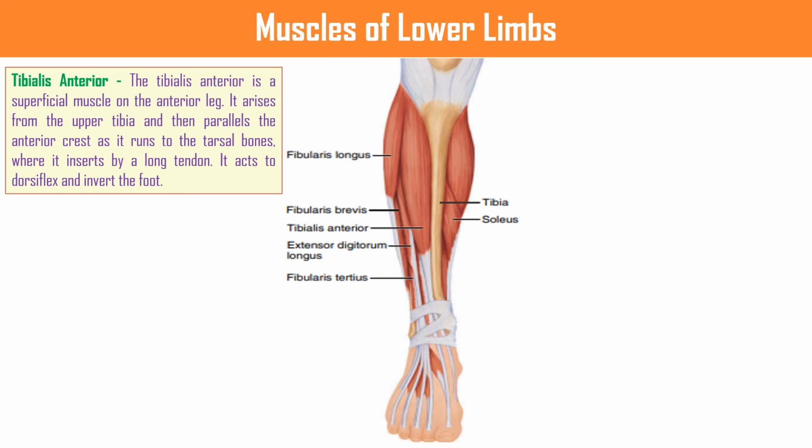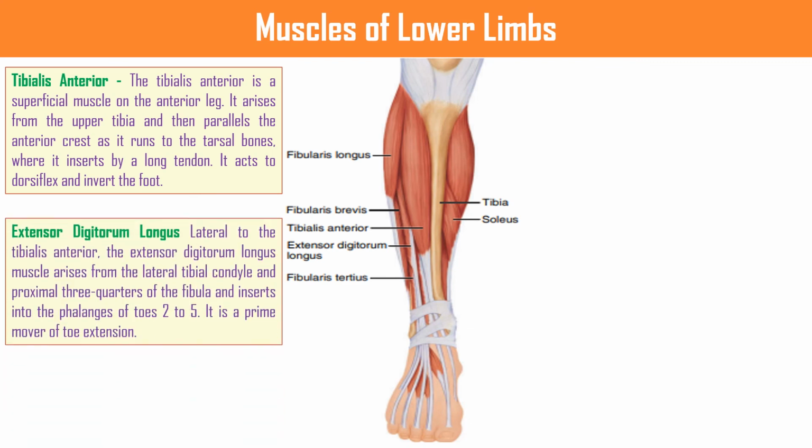Another one is tibialis anterior. The tibialis anterior is the superficial muscle on the anterior leg. It arises from the upper tibia and then runs parallel to the anterior crest as it runs to the tarsal bone, where it inserts by a long tendon. It acts to dorsiflex and invert the foot.